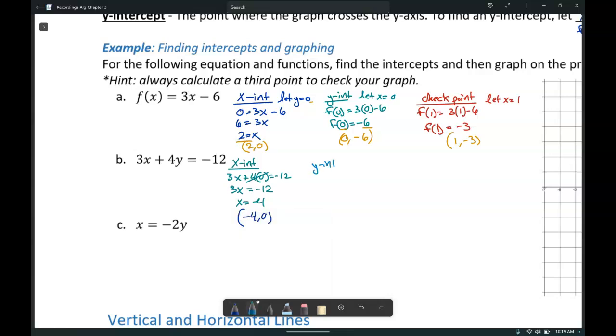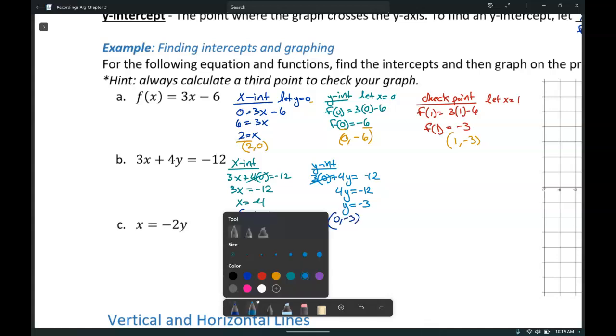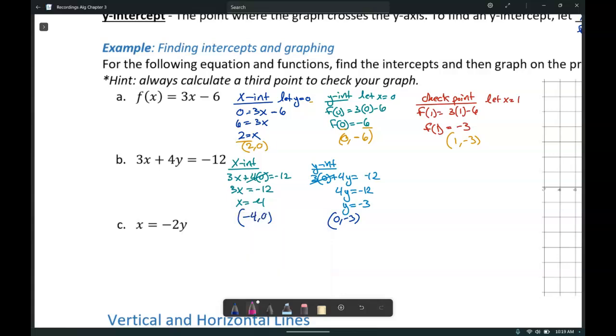Let's get our y-intercept. Again, we let x equal 0. This term eliminates. Y equals negative 3. So we have the ordered pair 0, negative 3. And then let's go ahead and find a checkpoint. So let's say x equals 1. Let's try x equals 1. 3 times 1 plus 4y equals negative 12.